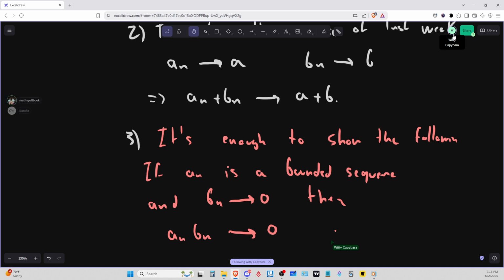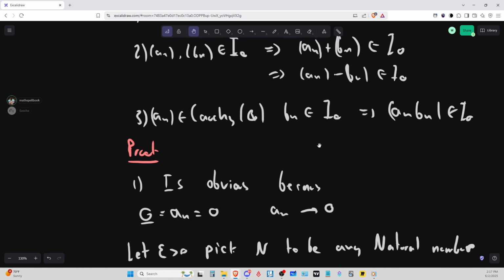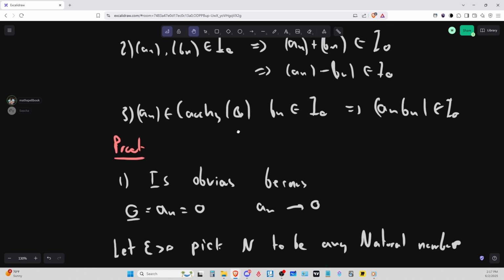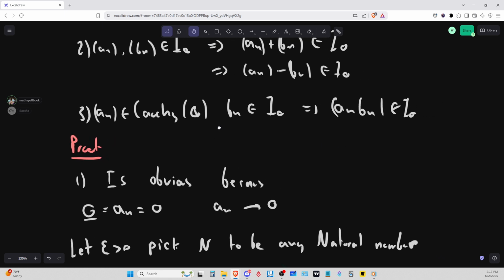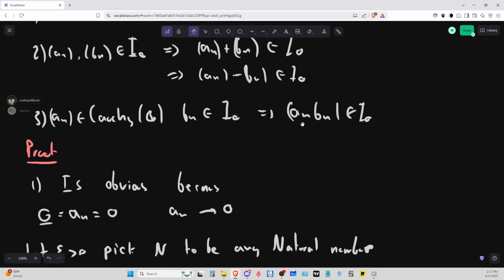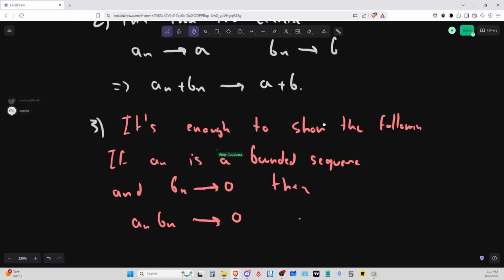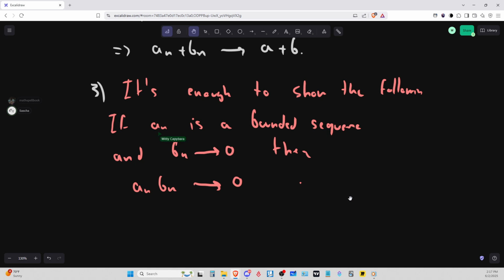Okay. Let me just recheck what the property is for 3. So basically, A is an element of the Cauchy sequences of rational numbers, B is an element of the ideal. Thus, A times B is an element of the ideal. And here is the reason why this is enough. You might say, well, a_n here is not Cauchy, it's just bounded, right? But last time we showed that any Cauchy sequence is bounded. Therefore, this proposition applies in the case where a_n is a Cauchy sequence, so you get the result.